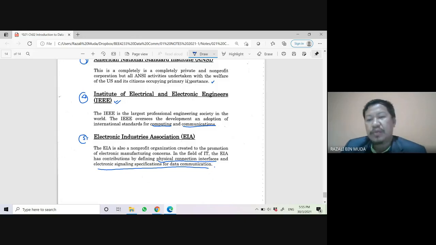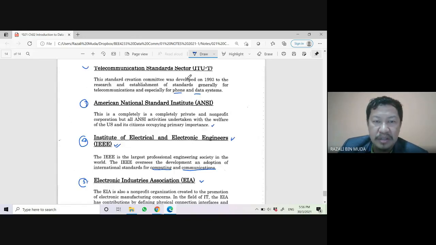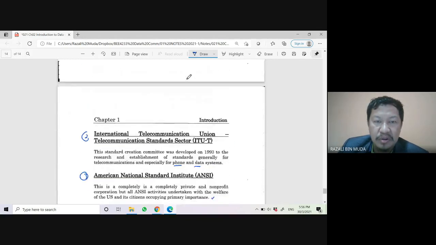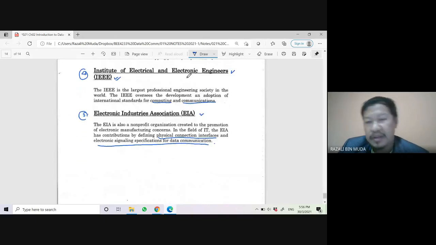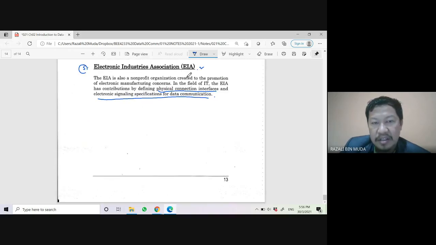So we will discuss this. If you want to know details or know more about this institute or organization, you can always go to Wikipedia or Google or whatever on the internet. Okay, so that's all for this topic.